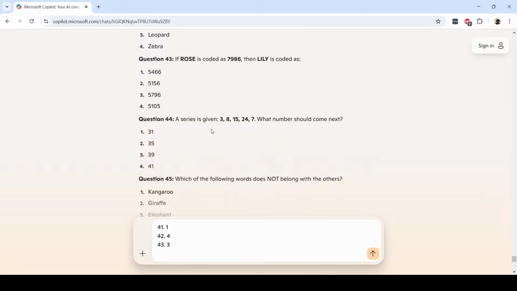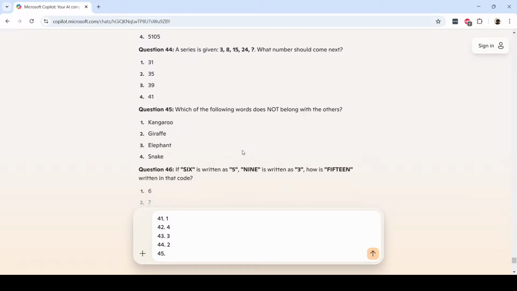A series is given: 3, 8, 15, 24. So 3 plus 5 is 8, 8 plus 7 is 15, plus 9 is 24, plus 11 is 35. And then the next one is 45. Which of the following words does not belong with the others? Again, kangaroo, giraffe, elephant, and snake. Snake. All the others are four-legged animals.